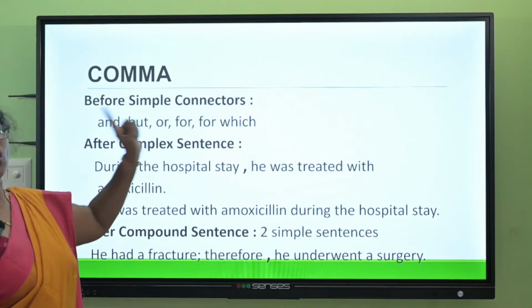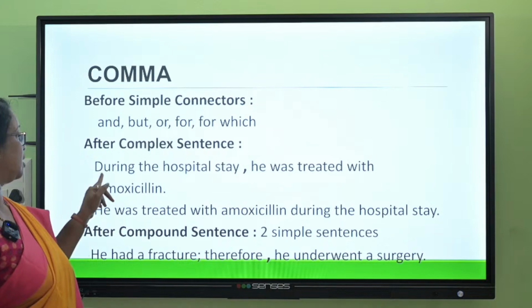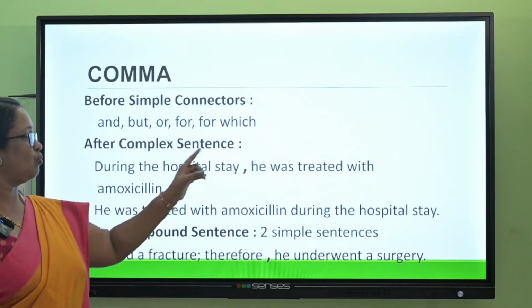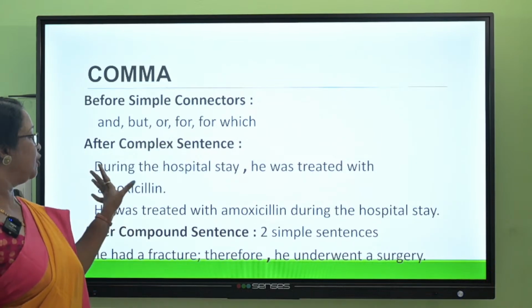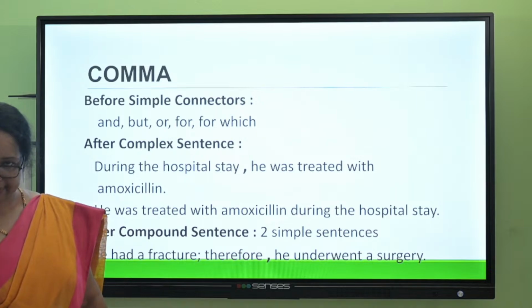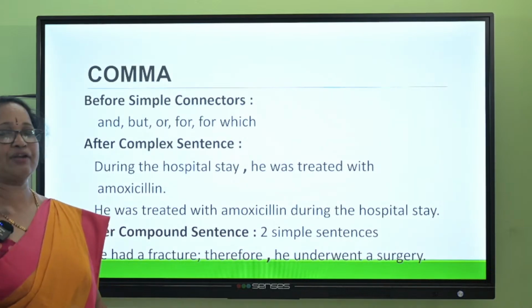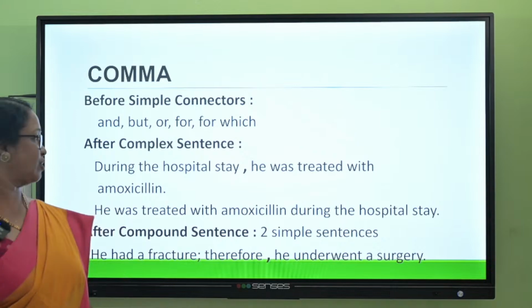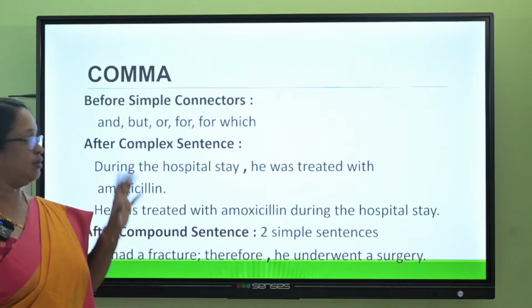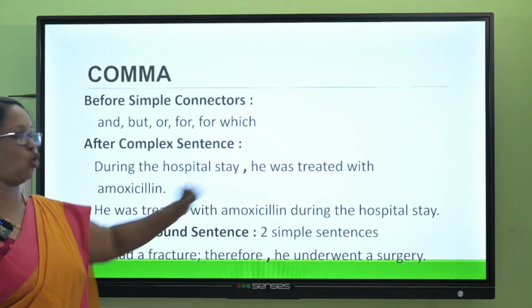Then after complex sentences also we will use a comma. During the hospital stay, comma, he was treated with amoxicillin. During the hospital stay means it is an incomplete sentence. We will call that as a dependent clause. So if a dependent clause comes, incomplete sentence also, we will put a comma.